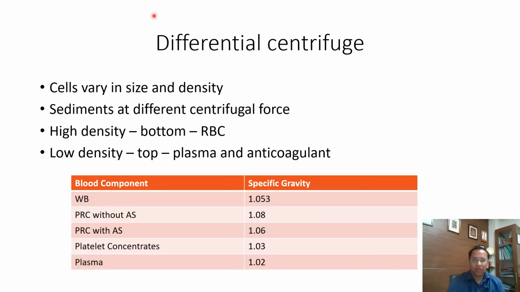So how does it work? Component preparation works on differential centrifugation. We all know cells vary in size and density. They sediment at different centrifugation force. So anything which is dense is going to settle, like RBC.